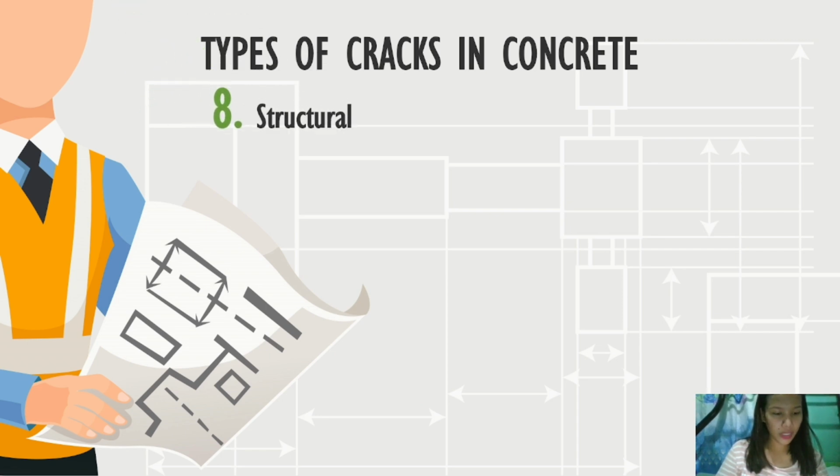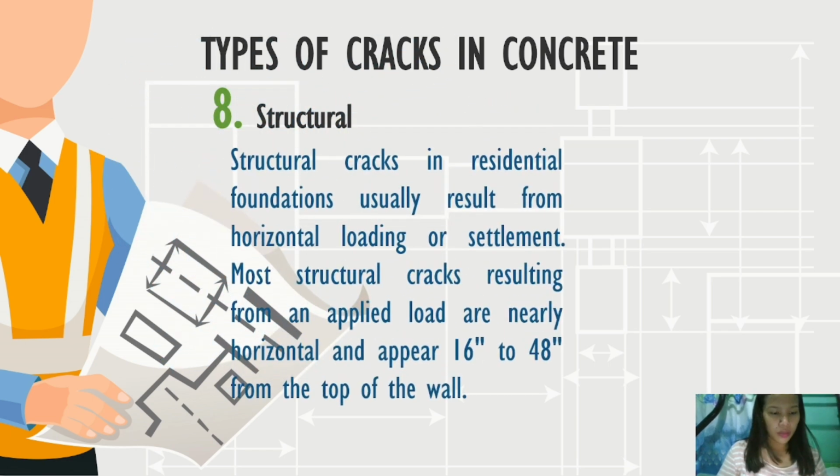And the next type is the structural. Structural cracks in a residential foundation usually result from horizontal loading or settlement. Most, but not all, structural cracks resulting from an applied load, hydrostatic pressure, or heavy equipment around the foundation wall are nearly horizontal and appear 16 inches to 48 inches from the top of the wall, and they are common in block foundation walls.